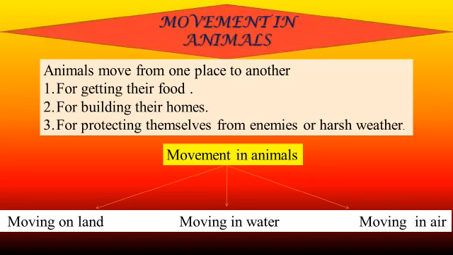Movement in animals. Animals move from one place to another for getting their food, for building their homes, and for protecting themselves from enemies or harsh weather. Let us see how various animals move on land, in water, or in air.